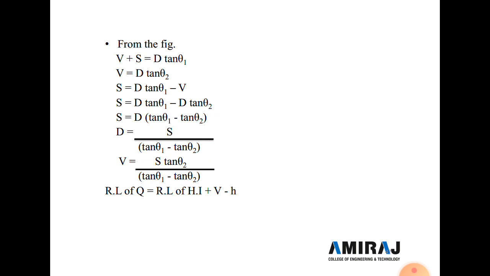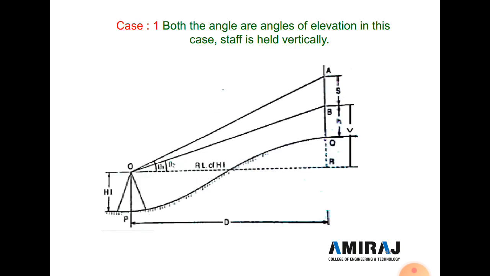Now, when we put the D value in the equation V is equal to D tan theta 2, V is equal to S tan theta 2 divided by tan theta 1 minus tan theta 2. Now the RL of point Q. First of all, RL of point P plus HI, plus V, minus h. So we find out the RL of point Q.